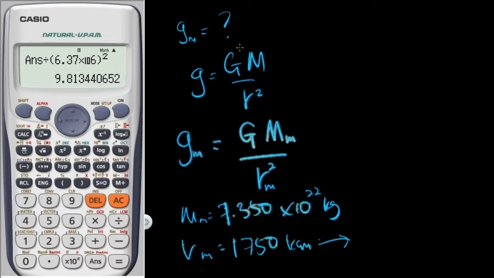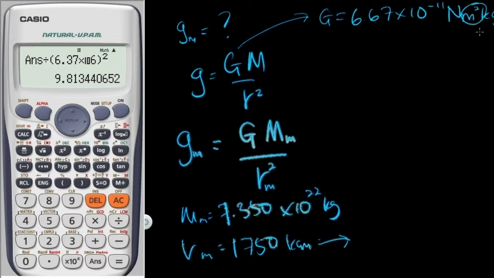Because here the value of G is equal to 6.67 times 10 to power minus 11 Newton meter square. So you see, here we have meter, so we cannot mix with kilometer. So we have the radius in kilometer, we need to convert it into meter, where 1750 kilometer equals to 1750 times 10 to power of 3 meter. Kilo, convert to meter, times 10 to power of 3. Now we have all of the values.